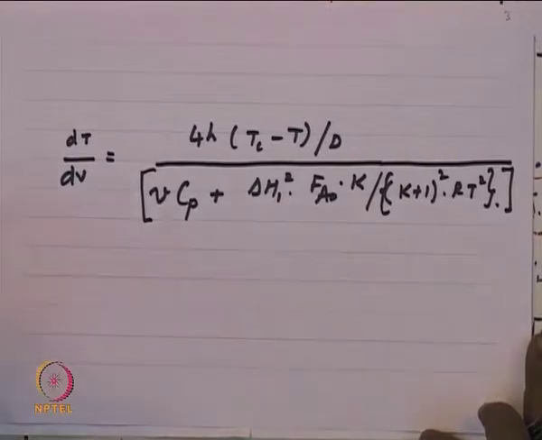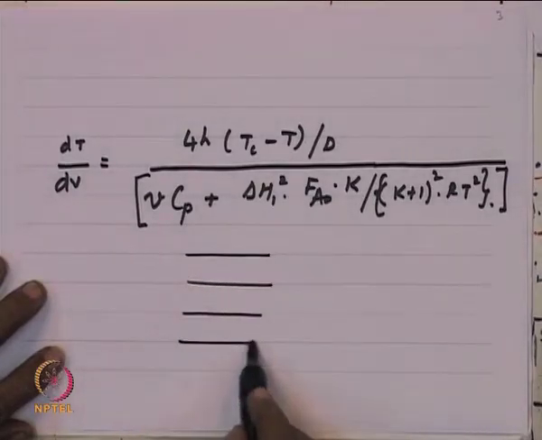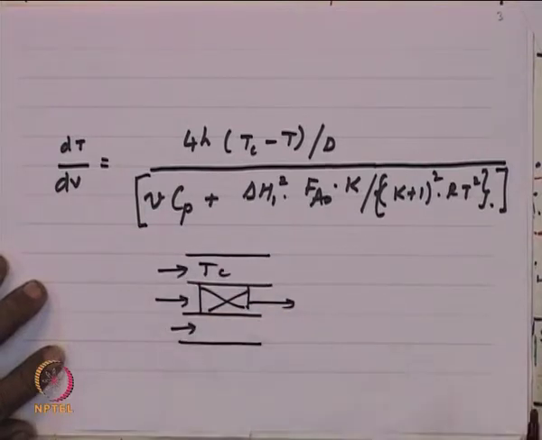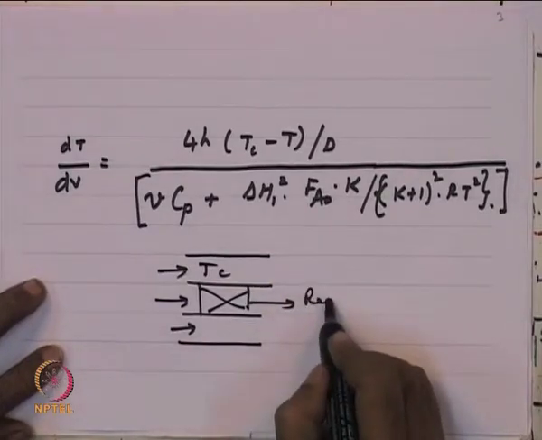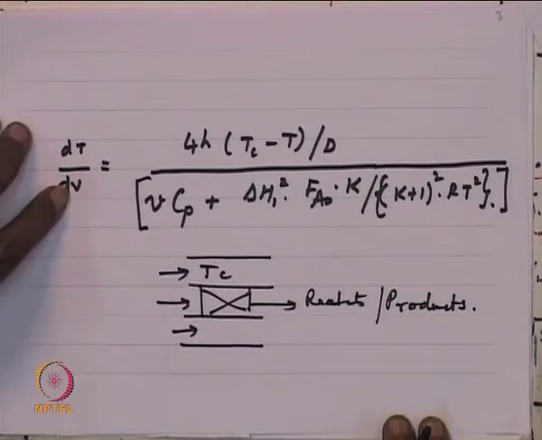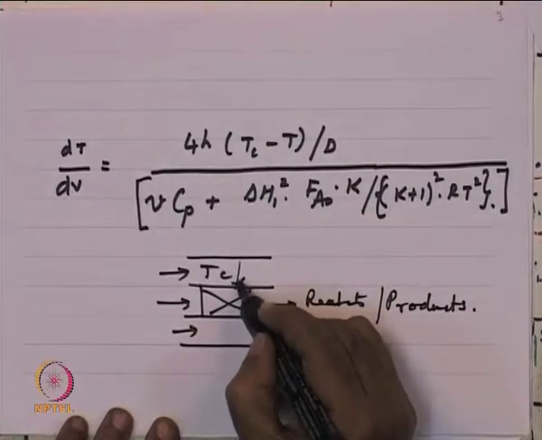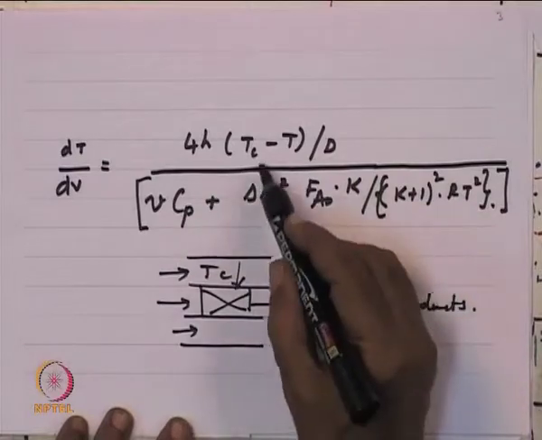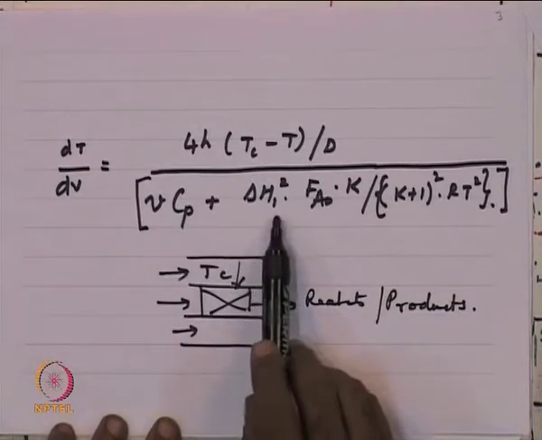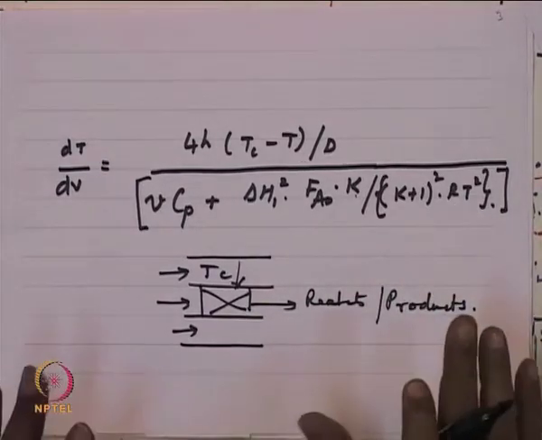So, our tubular reactor, let me just show it once again, because this seems to be very important to understand. This is where the reagents are going, this is where the heating or cooling medium is going. These are the reactants and products. So, what we are saying now is that the rate at which temperature changes with position inside the reaction equipment depends upon the heat transfer, that means the amount of heat that you are able to transfer or remove depending upon the direction, whether T is greater than T c or less, it can be this way or the other way. So, heat transfer divided by V C p delta H square F A 0 K by K plus 1 whole square and R T square.